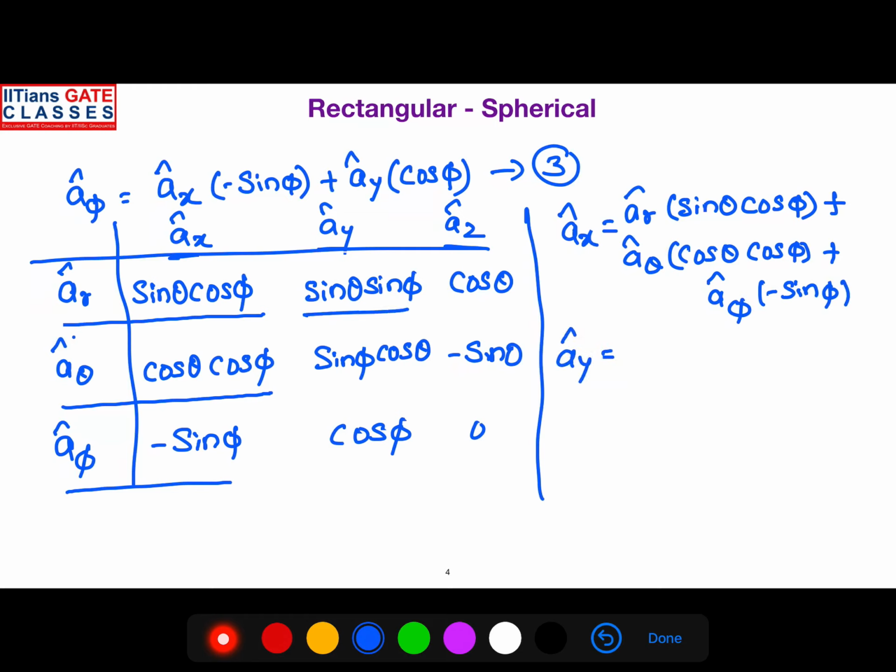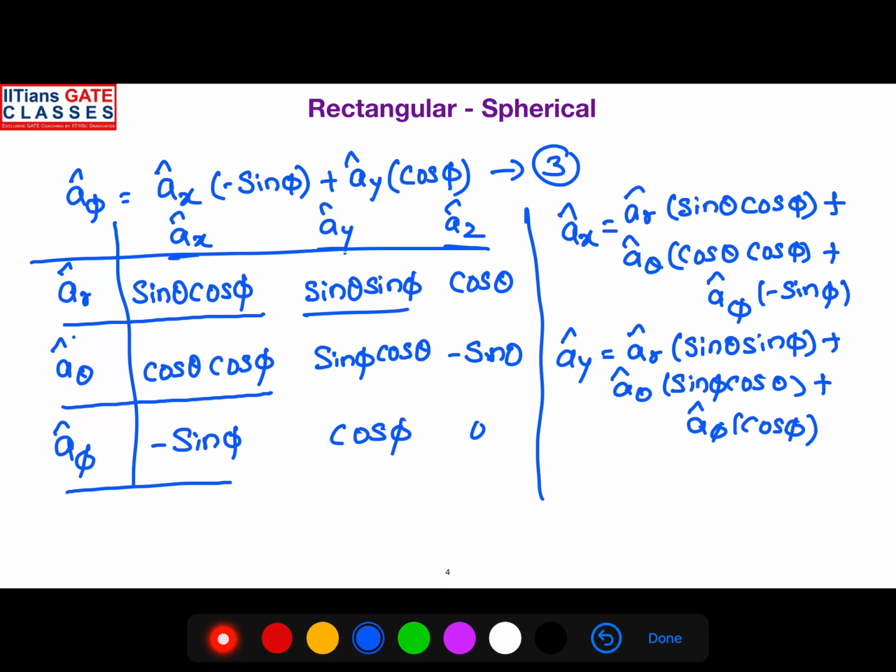So AY can be AR into sin theta sin phi, plus A theta into sin phi cos theta, plus A phi into cos phi. Similarly, you can write down AZ: AR into cos theta, plus A theta into minus sin theta, you can see it's the second one, plus 0. That's it, those are the conversions. So thank you very much.